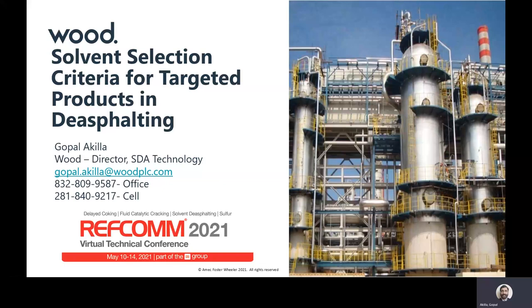This is the RefComm 2021 presentation. I am Gopal Akilla, a subject matter expert for solvent deasphalting technology, working as a director at Wood Group. Wood offers licenses for the EOP four-wheeler SDA technology. Today I will talk about some of the key points in the design of the SDA process, which is solvent selection criteria for the targeted products.